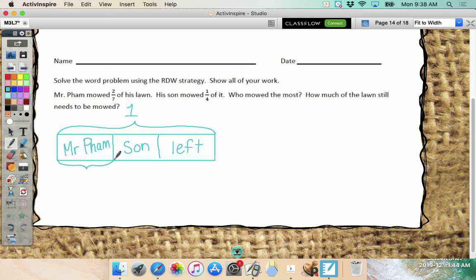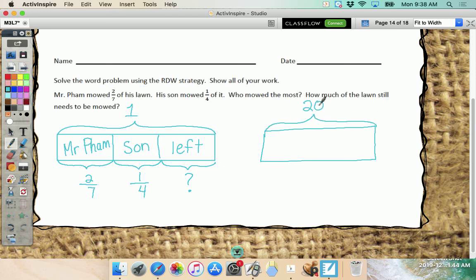How much did Mr. Pham mow? 2 sevens. And how much did his son mow? 1/4. And we need to figure out how much is left. Okay? Now I want you to put your pencils down when you get this much written, because I'm going to draw something and it's going to spark your memory about how we're going to solve a problem like this. So don't draw this, just look at it and solve it.